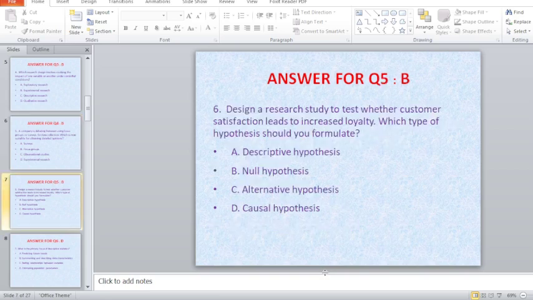Question number 6. Design a research study to test whether customer satisfaction leads to increased loyalty. Which type of hypothesis should you formulate? A. Descriptive hypothesis. B. Null hypothesis. C. Alternative hypothesis. D. Causal hypothesis. D is the answer, causal hypothesis.